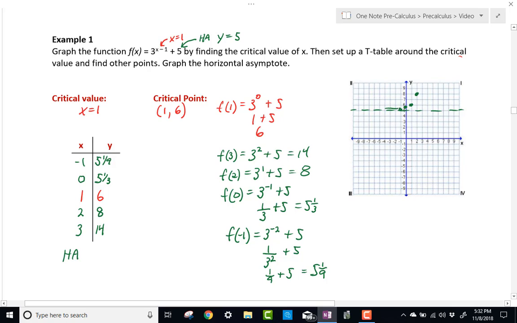Now, if I look at those points, as x increases, y increases. This is exponential growth. I should have known that already, because the base value from my function was positive 3, and so therefore I know that this graph is going to grow. Okay, that's it for today.